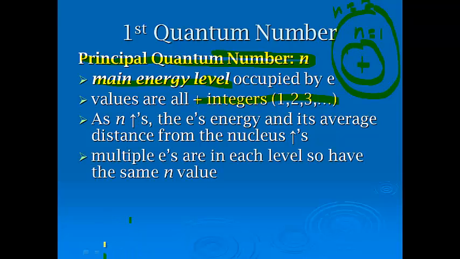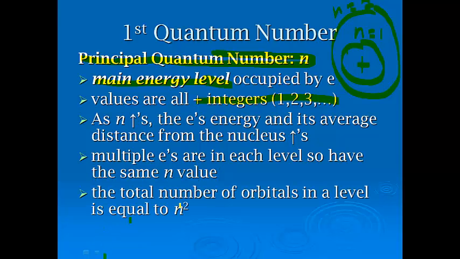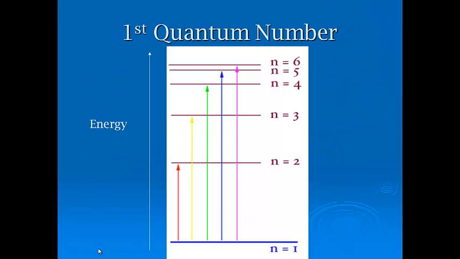Now with the principal quantum number, multiple electrons are in each level, so they have the same n value, and the total number of orbitals in a given energy level is equal to n squared. So if I am in the second energy level and I take 2 squared, I'm going to get 4 possible orbitals for that energy level. And that's going to become a little bit more important when we talk about electron configurations.